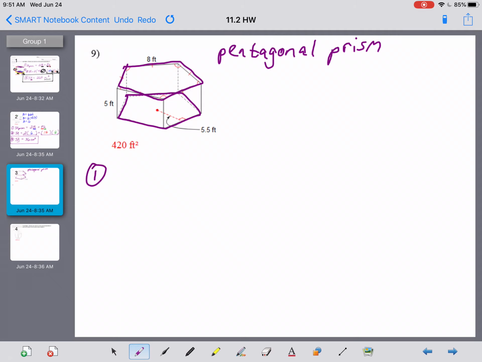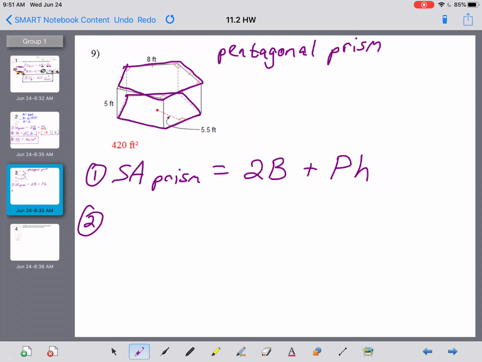So for step 1, once again, we need the formula here for surface area of a prism, which is going to be 2 times the area of our base plus the perimeter of our base times the height of the prism. Step 2, let's start filling in what we know.